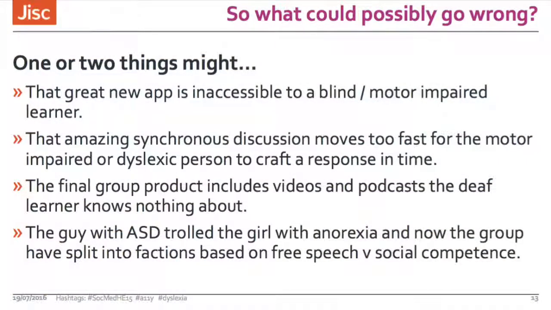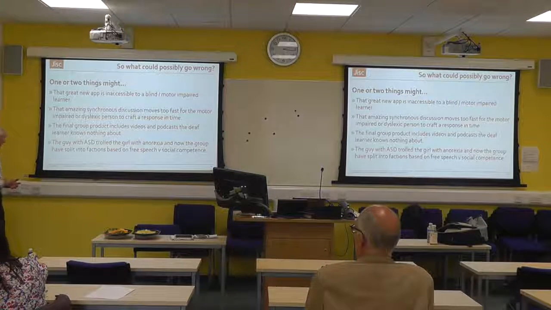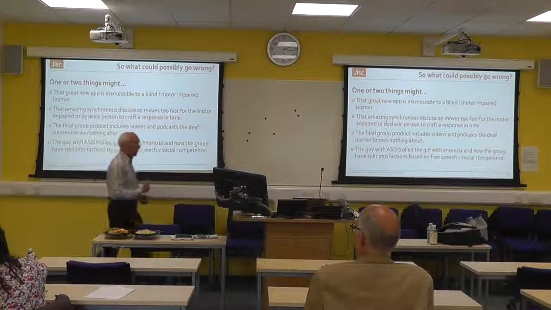The final product includes videos and podcasts that the deaf learner you're working with knows nothing about, because they haven't got a clue what either of them are saying. Or the guy with ASD, a high-functioning Asperger's guy who's absolutely brilliant on the technology, but his social skill level is not particularly high, and he's just told a girl who's got anorexia, and now you've got factions based on free speech, social competence and things.